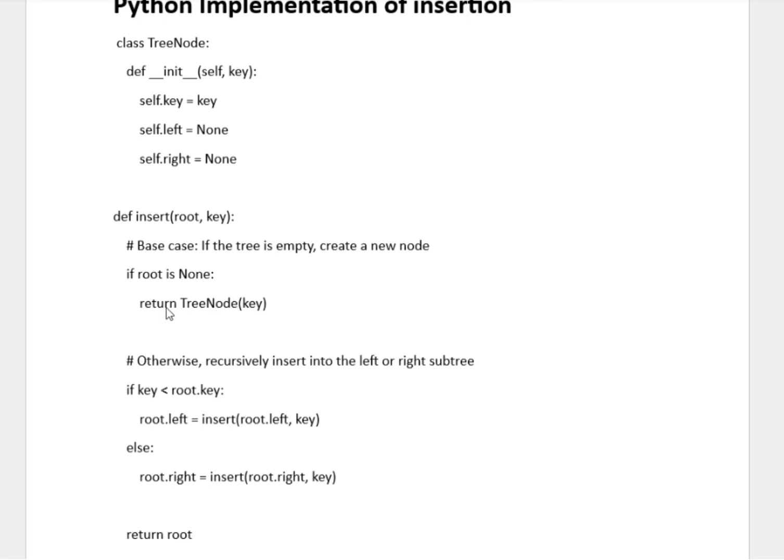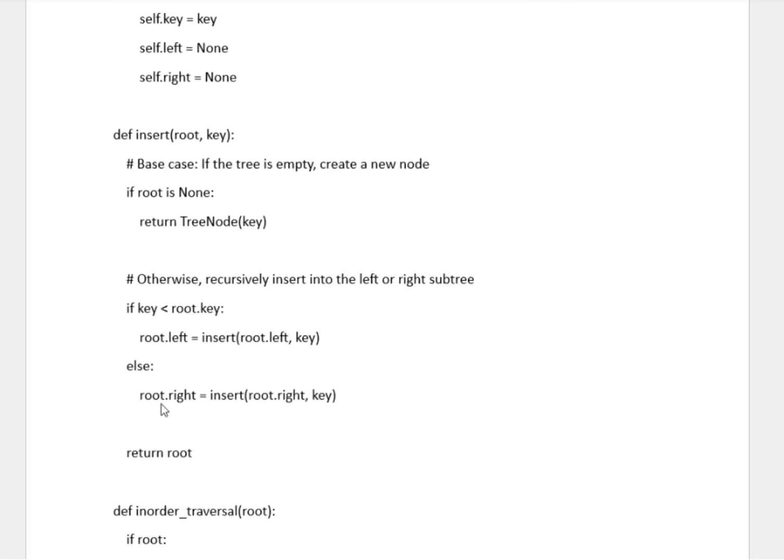Otherwise, if the root is not None, then we have to check whether the key is less or greater. If it is less, then we go to the left part of the root node, and we insert there. We are checking here with insert on root left, which is a recursive function call. Root left goes in here and root is replaced with root left. Again root left enters here.